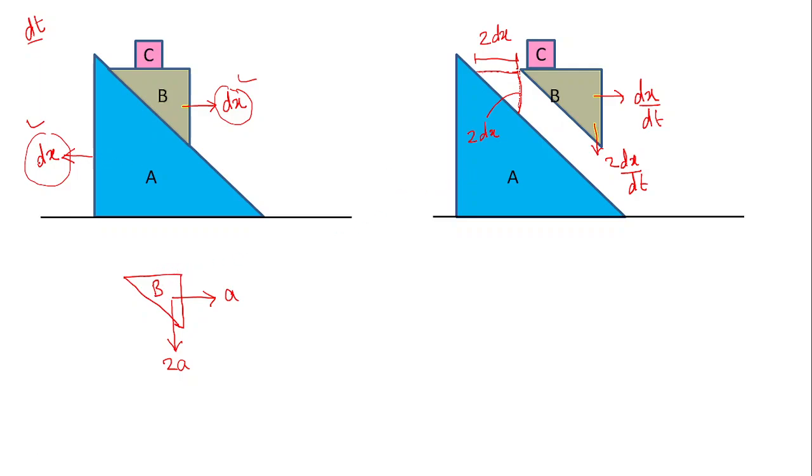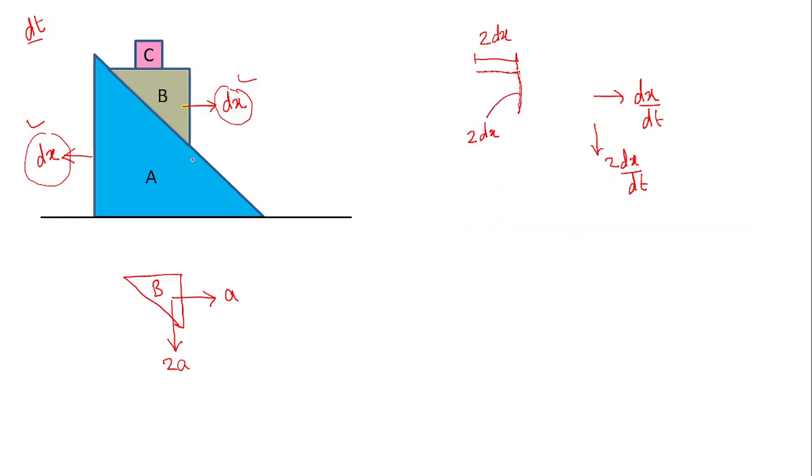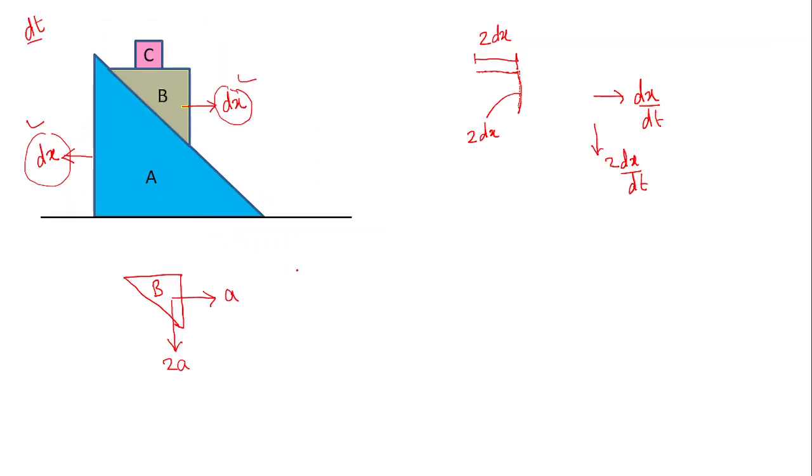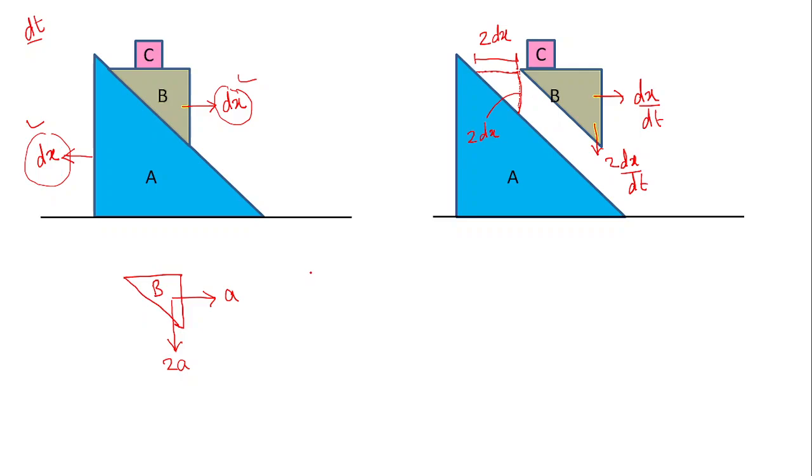Now, what is the horizontal acceleration of A? As we have seen in the previous slide, if B is having horizontal acceleration of a, then A is also having backward acceleration of a. So, here what is the story of A? A also will be moving in backward direction with the same acceleration a. Okay, this we got for A.